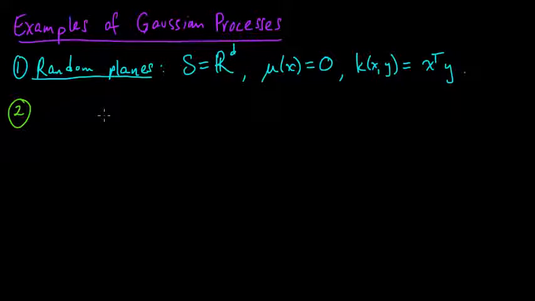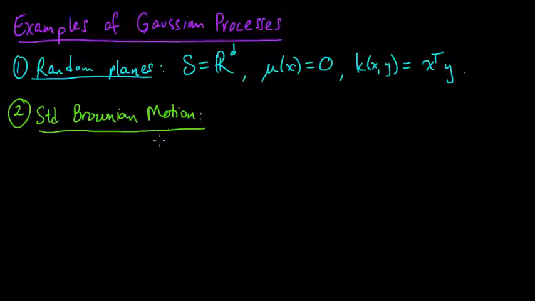And now we're going to take a look at something quite a bit more interesting, which is standard Brownian motion. Standard Brownian motion is a very famous Gaussian process, very, very heavily studied, and we'll just look at it in the case of a one-dimensional Brownian motion. This is also called a Wiener process after Norbert Wiener.